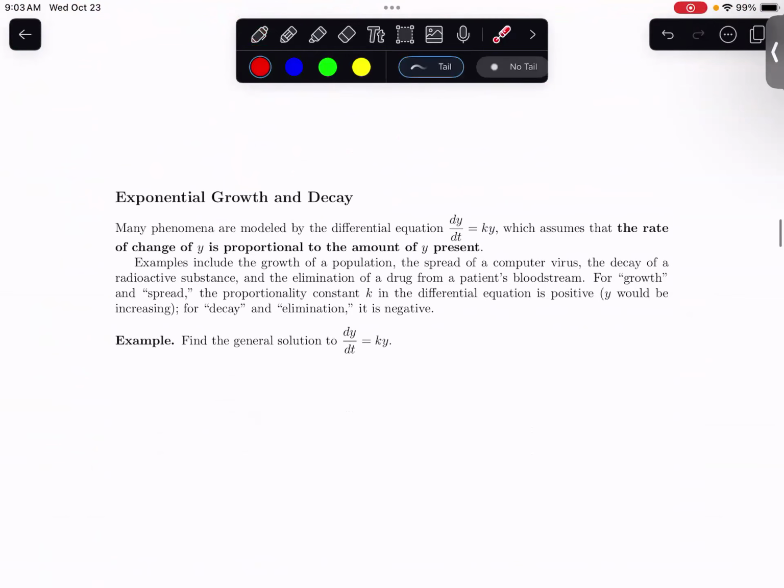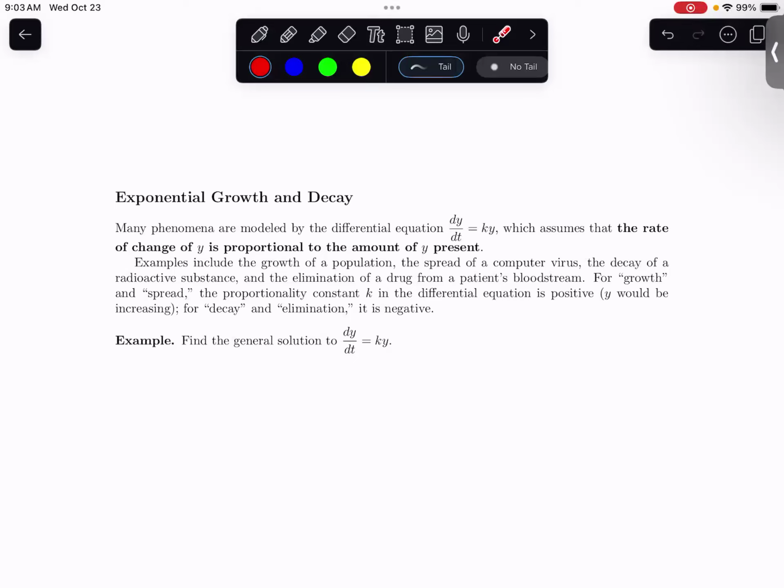But we're going to move on to talking about exponential growth and decay. You might have talked about this a little bit in Calculus 1, but we'll be deriving the equation for when we have a rate of change that's proportional to your function y. There are going to be many phenomena, like population or decay, that are modeled by the following differential equation.